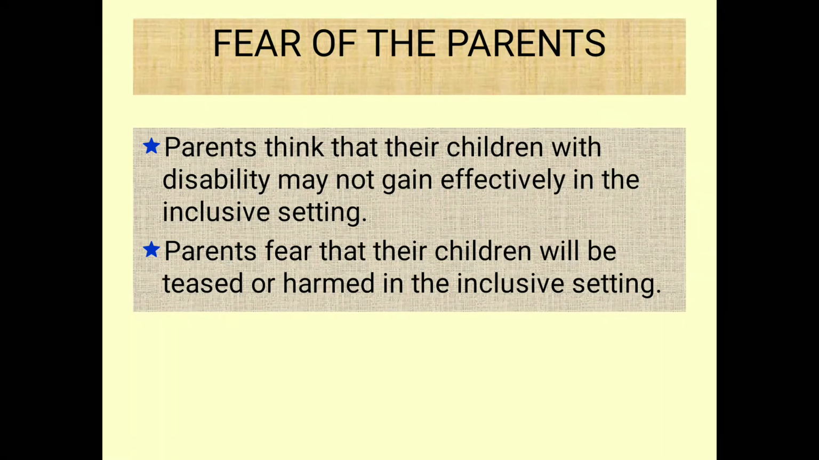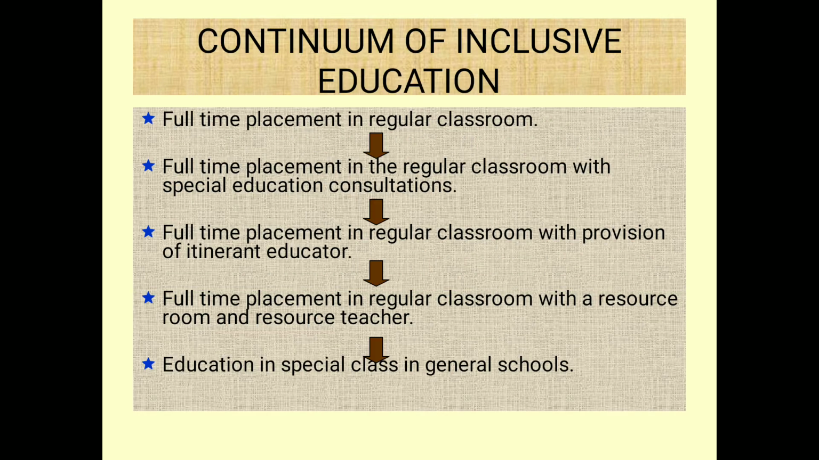Then some of the parents will not allow some of the children. Parents will be hesitant. So the first one is fear of parents. The first point is parents think that children with disability may not mingle with the children who are normal. The normal children may disturb them, the normal children may make fun of them, like that they will think. Parents fear that the children will be teased or harmed in the inclusive setting. That is why many parents will not send their special children or exceptional children to the schools.